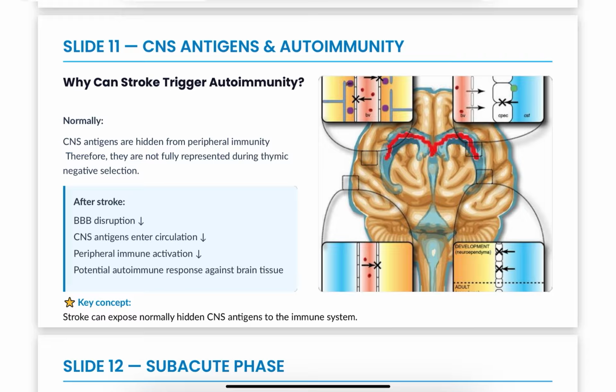Now, don't think of it as if every patient who has a stroke will have an autoimmune reaction. It's not like every patient who has a stroke will have autoimmunity. The most important concept here is that stroke will expose these CNS antigens that are normally hidden. They will be exposed to the peripheral immunity, which will give me autoreactivity and autoimmunity.